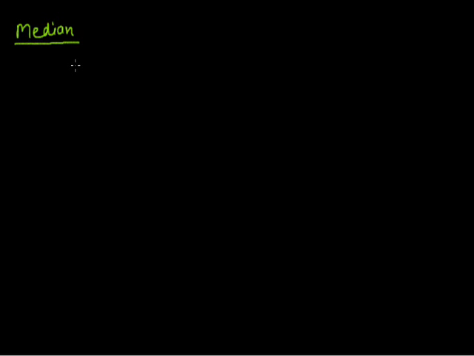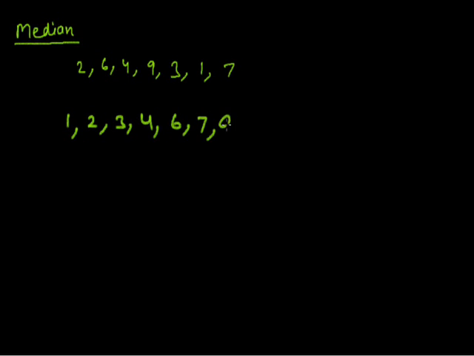Suppose the observations are given as 2, 6, 4, 9, 3, 1, 7, and you need to find out what the median of this will be. So how to find it? First, you need to arrange this data either in the ascending order or in the descending order. So first we'll arrange this data in the ascending order: 1, 2, 3, 4, then 6, 7, and then 9. So we have arranged this data in the ascending order.